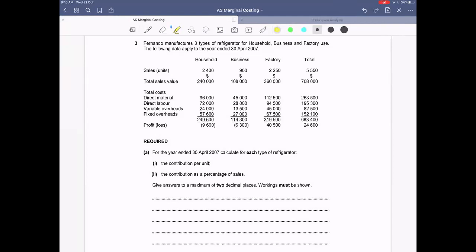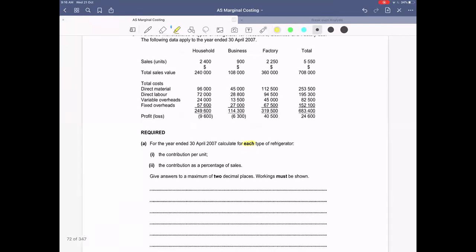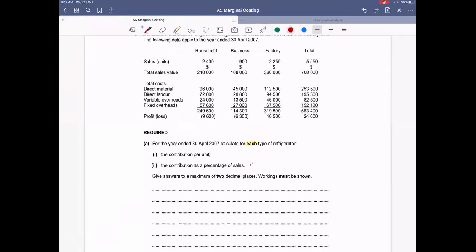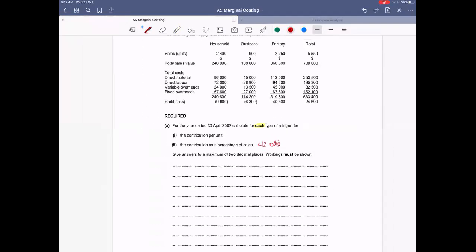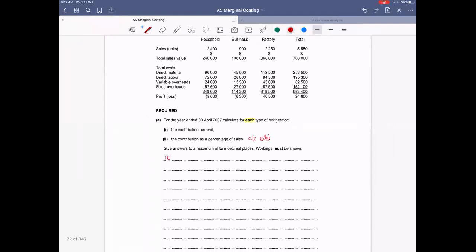First of all, we need to calculate for each type of refrigerator the contribution per unit, and then find out the contribution as a percentage of sales. This is basically the CS ratio. Give answers to a maximum of 2 decimal places, workings must be shown. So let's start with part A, part 1. We have household, business, and then factory.